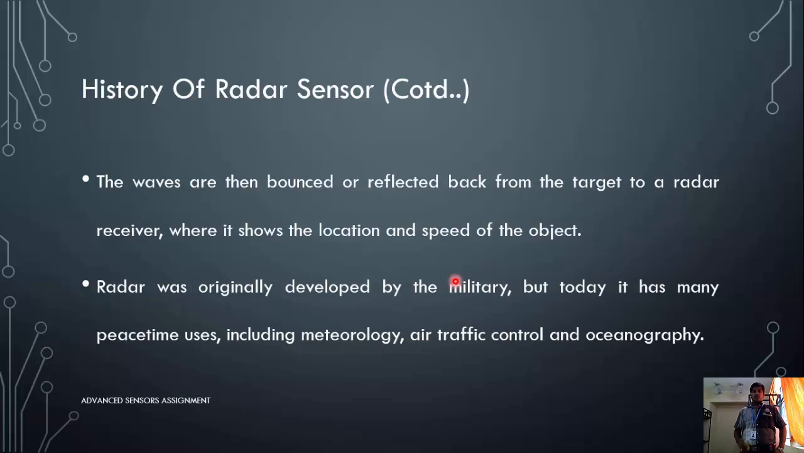The waves are then bounced or reflected back from the target to a radar receiver, where it shows the location and speed of the object, up to the range it goes. The radar is predefined within a certain range limit. Whenever the object comes within that range, we can calculate the speed from the waves. Radar was originally developed by the military, but today it has many peacetime uses, including meteorology, air traffic control, oceanography, and many other applications.